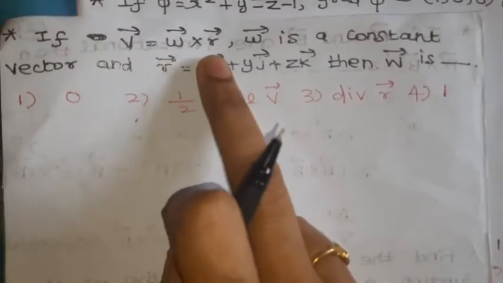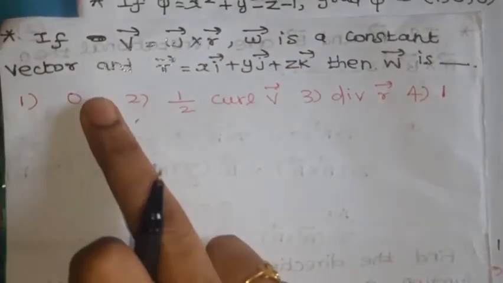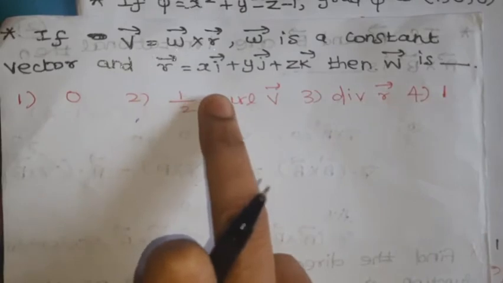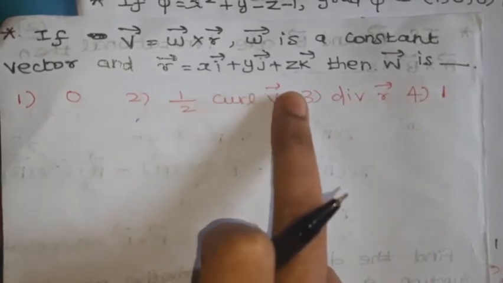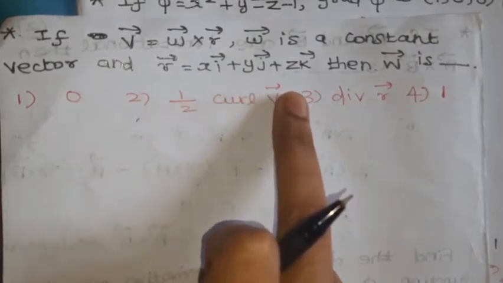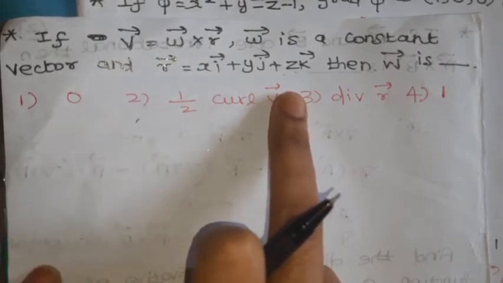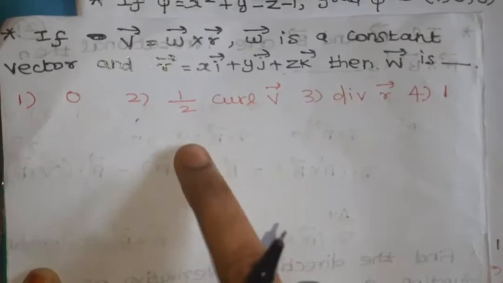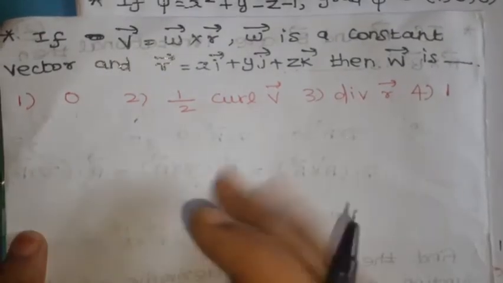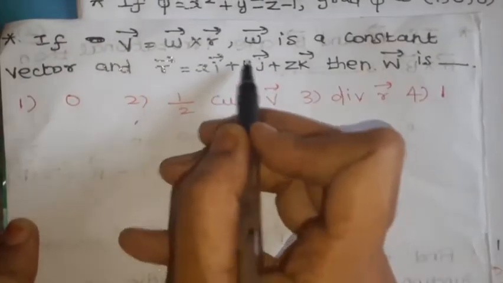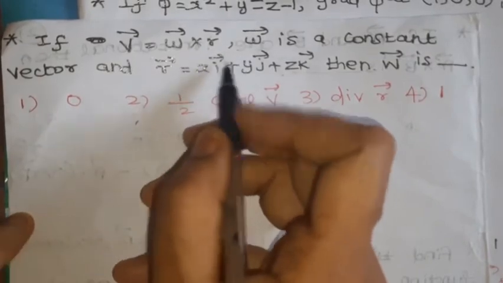Then move on to the next problem. What is given? If v is equal to w cross r, where w is a constant vector and r is equal to xi plus yj plus zk, we need to find out what w is equal to. We are going to find out, so let's see. What is given? w is a constant vector.